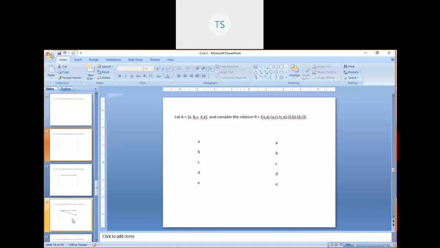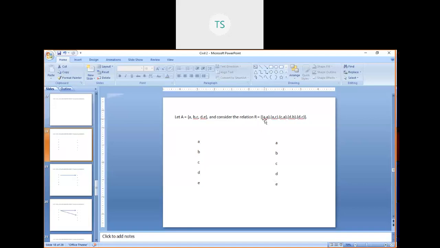Now see, the set A is given, and the relation is also given. Obviously the relation R is from A cross A. So that's why I have written the elements of A in two columns. Here A, B, C, D, E, and again I have written A, B, C, D, E. Now come to this relation R.